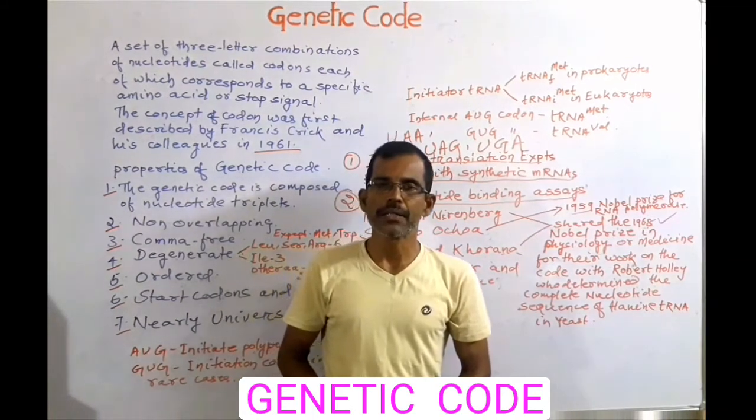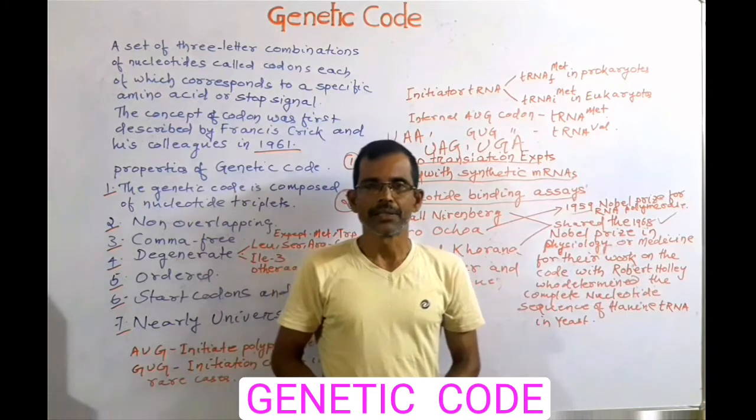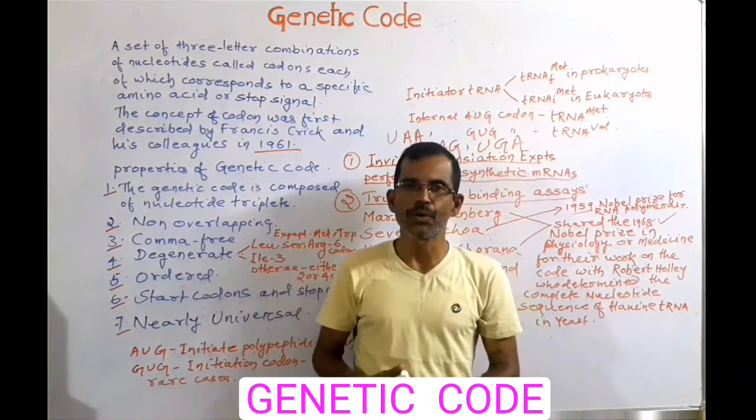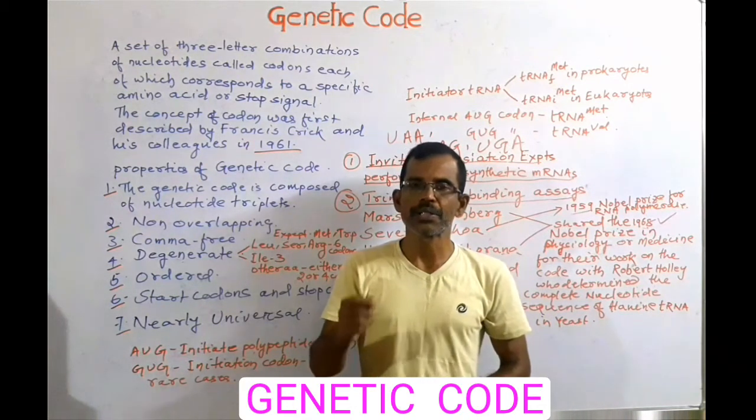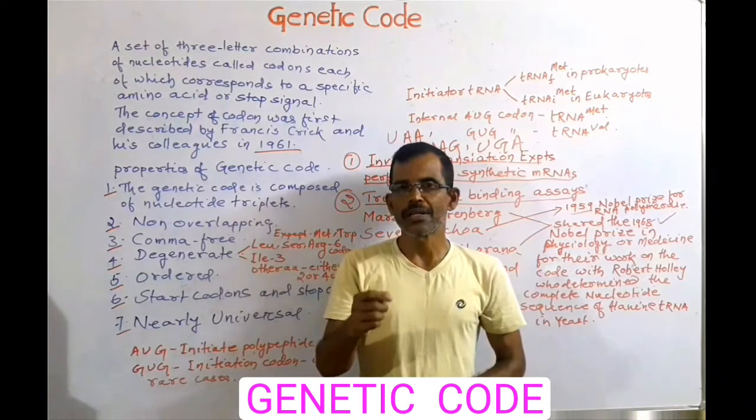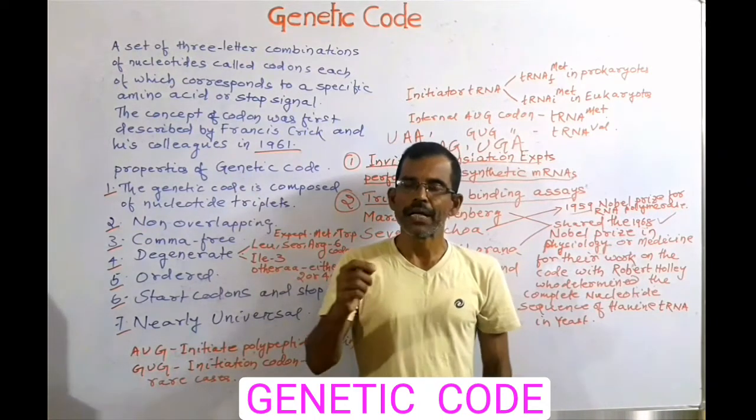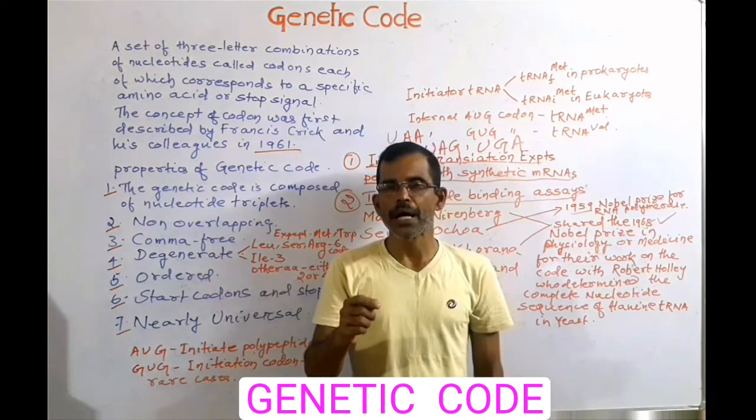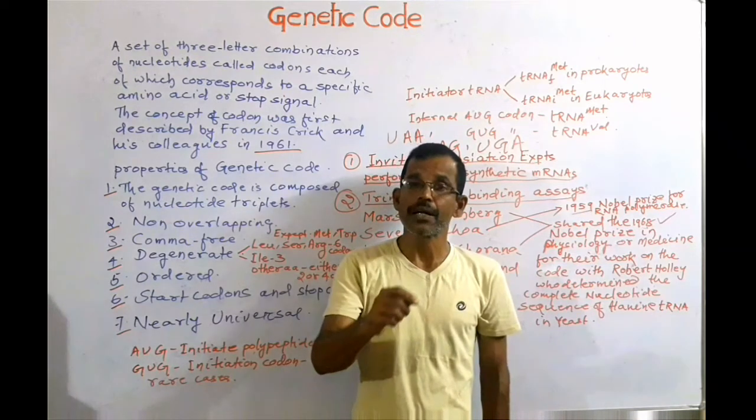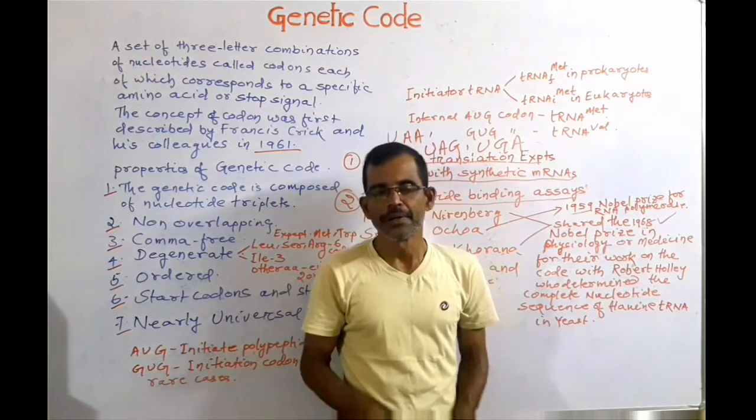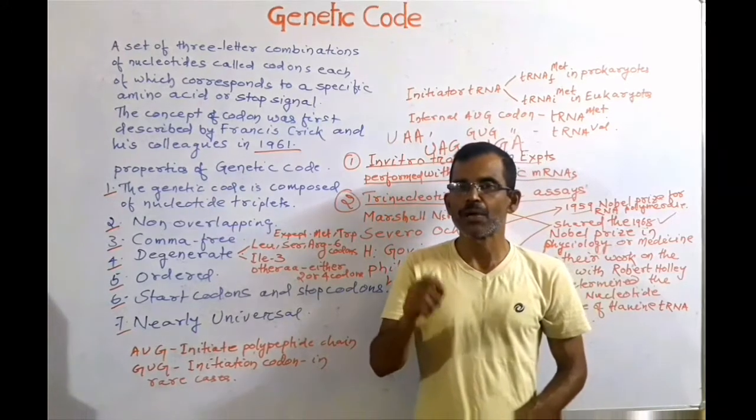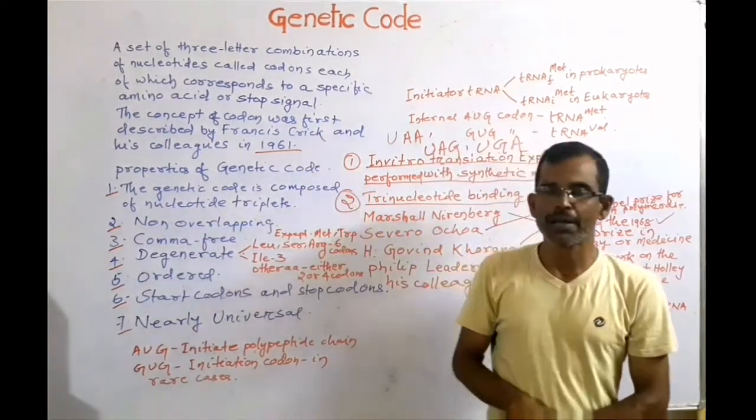Friends, today we shall discuss the genetic code. The genetic code is a set of three-letter combinations of nucleotides called codons, each of which corresponds to a specific amino acid or to the stop signal. The genetic code is a non-overlapping code in which each amino acid, plus the polypeptide initiation and termination, are specified by RNA codons that are composed of three nucleotides. The concept of the codon was first described by Francis Crick and his colleagues in 1961.